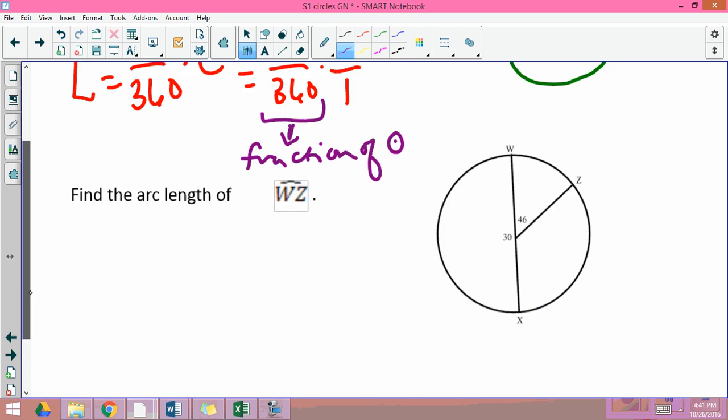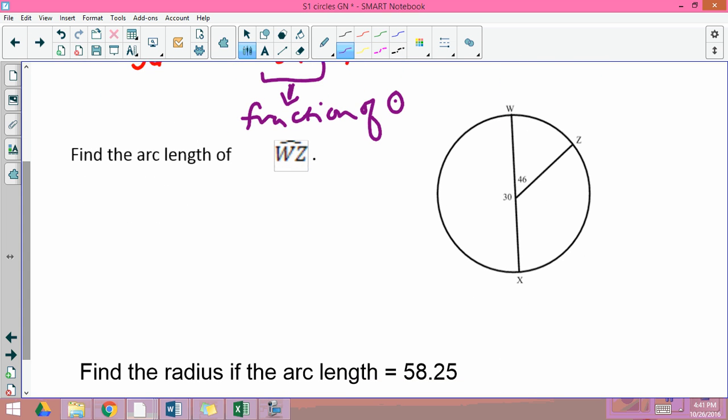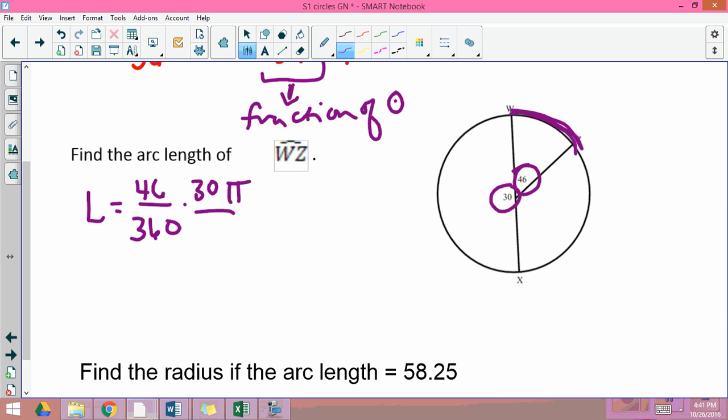That helps us see what portion of the circumference we are using. So how does this work in action? Find the arc length of W to Z right here. Its central angle is 46. So the arc length is 46 of 360. We're talking about 46 of 360 degrees. That's our fraction, times our diameter is 30 pi over 1.